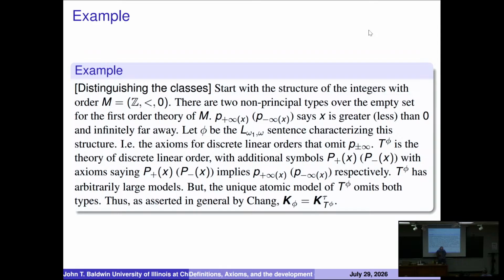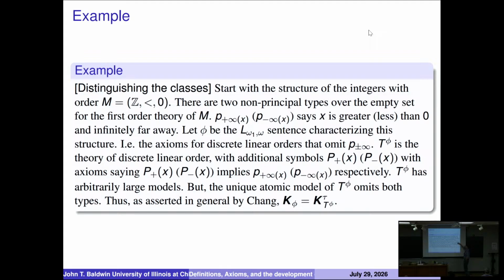So just to make this a bit concrete, look at the theory of the integers under order. There are two non-principal types over the empty set. You're infinitely big, or you're still big, but you're going in the other direction. There are types that describe each of those. But you can define the structure with a sentence that says there is no element that is infinitely large, and a different sentence that says there's no element that is infinitely small, or infinitely far away in the negative direction.